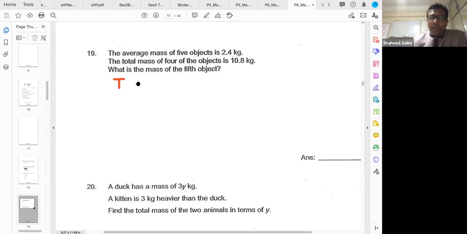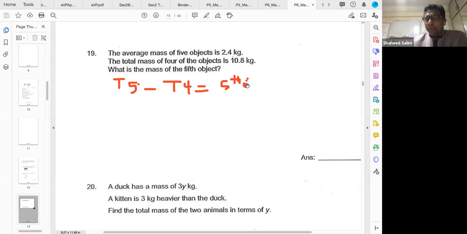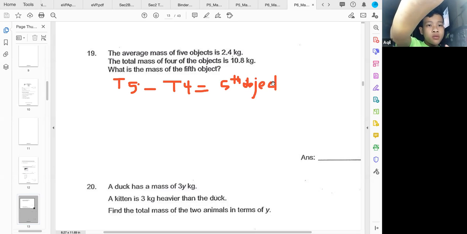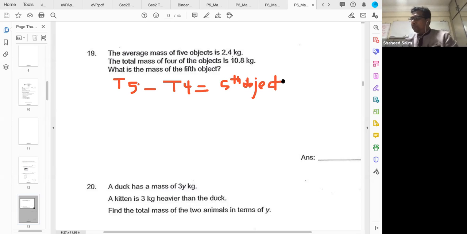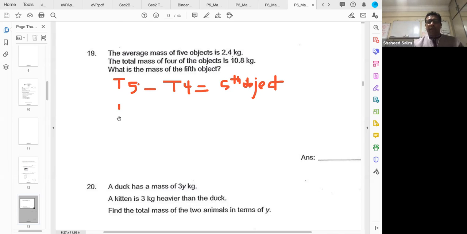Okay, you take the total of 5 objects minus the total of 4 objects. You will get the 5th object. Okay, remember that. That means every time you want to find whatever object, is it 1.8? Let us see whether you're right. So sorry, it's not correct. What is the total of 5? 12 kg, right?